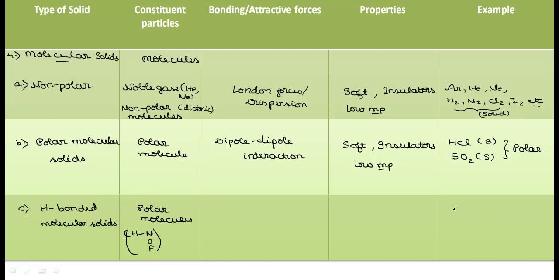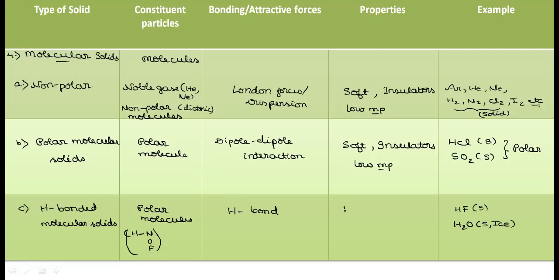So we'll take the example of hydrogen fluoride in solid form. H2O will be the best example. The solid form of water, which is ice, can be taken. So the constituent particles will be the hydrogen bonded polar molecules, and the bond between the molecules will be a special type of dipole-dipole interaction, hydrogen bond.